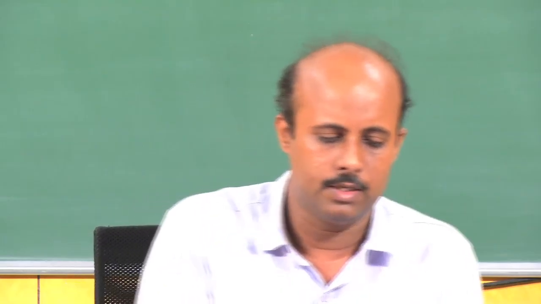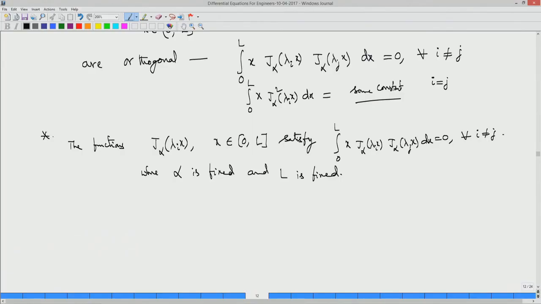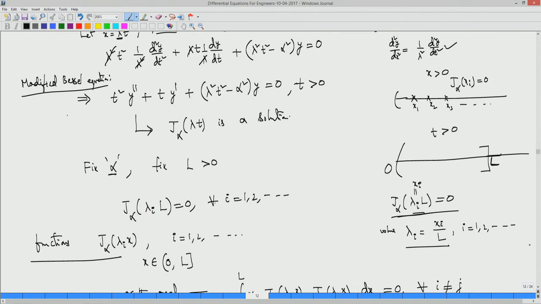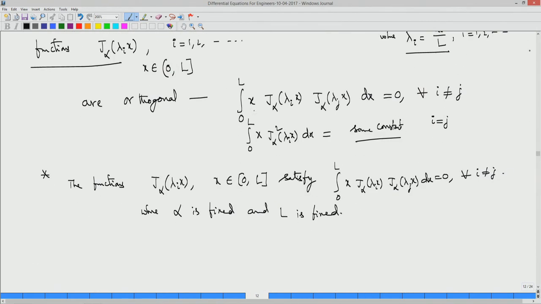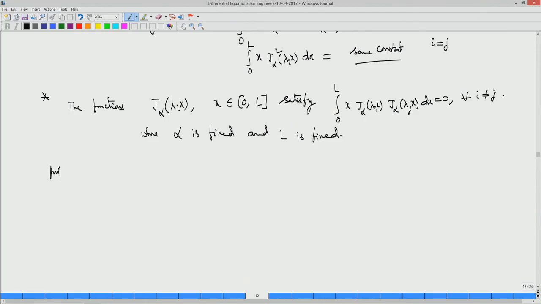We will first show that these functions are orthogonal. This is straightforward. What is j alpha of lambda I x? It satisfies this equation. How do we prove this? We simply show that j alpha of lambda I x satisfies x square j alpha double dash of lambda I x. Instead of t I have x, so it does not matter.